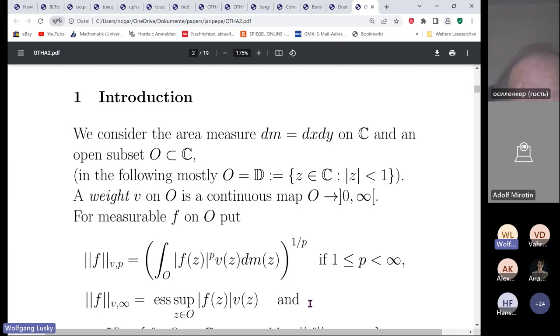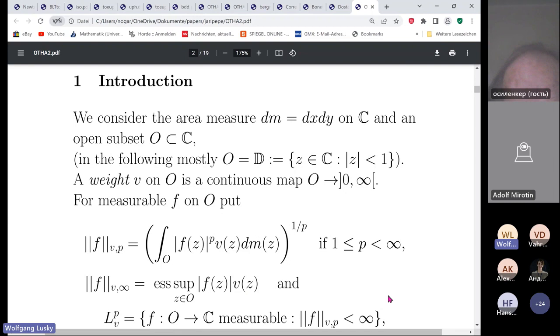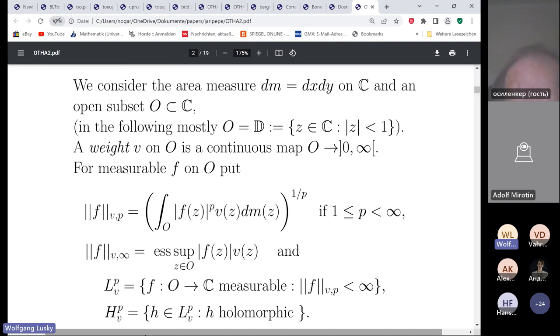Now we have the corresponding weighted L^p spaces consisting of all those measurable f such that the weighted L^p norm is bounded. And most importantly, I concentrate on these subspaces denoted by capital H_vp, consisting of all the holomorphic functions satisfying this condition over here.